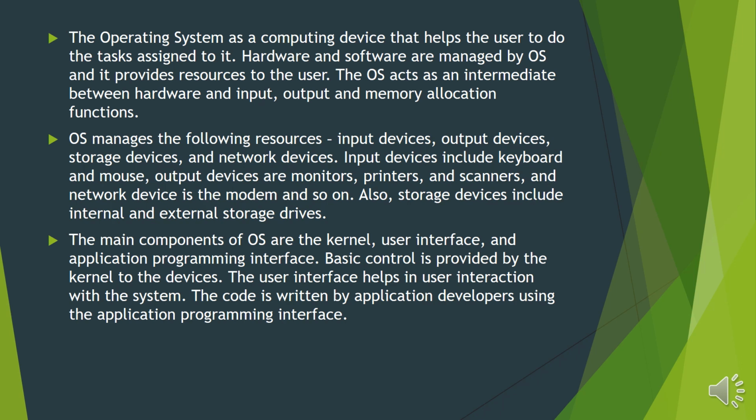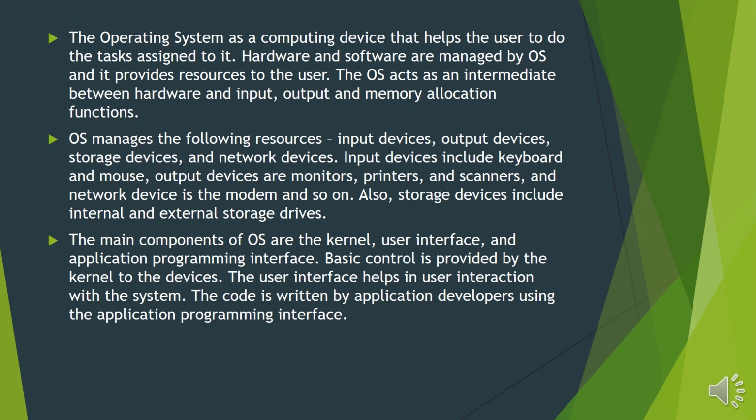Now, the operating system manages the following resources: the input devices, output devices, storage devices, and network devices. Input devices include the keyboard and the mouse, and the output devices include the monitor, printer, scanner, and network devices like the modem and so on. Storage devices include internal and external storage devices. Examples of internal storage are the RAM and ROM, while examples of external storage are the flash drive, hard disk, CD-ROM, and so on.